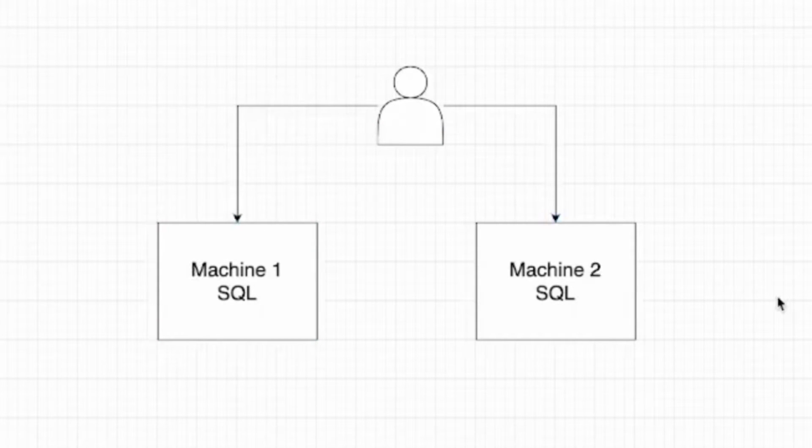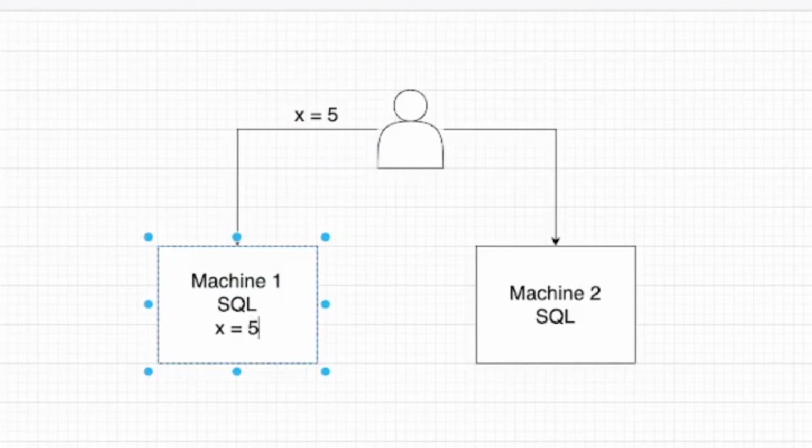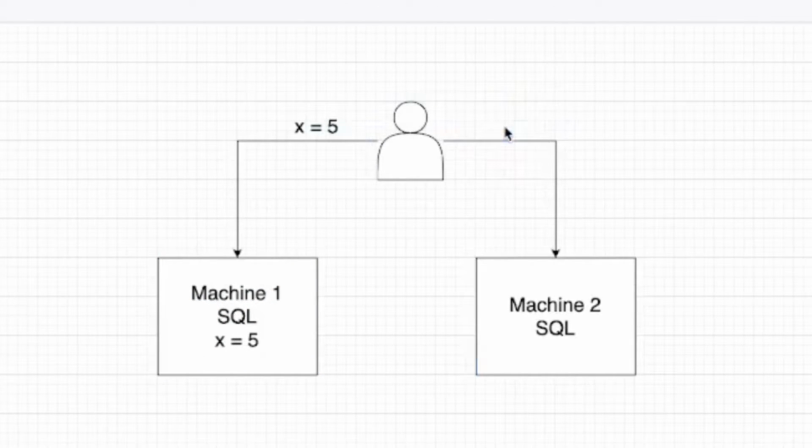Let us assume that. Now we have two machines, machine 1 and machine 2, which both have SQL. The user is trying to write the value x equal to 5 to machine 1. So it connects to machine 1 and writes the value of x as 5, and machine 1 says, okay, x is 5. Now if the user wants to read the value of x from machine 2, what will machine 2 say? Machine 2 will say, oh no, I don't have any value of x.